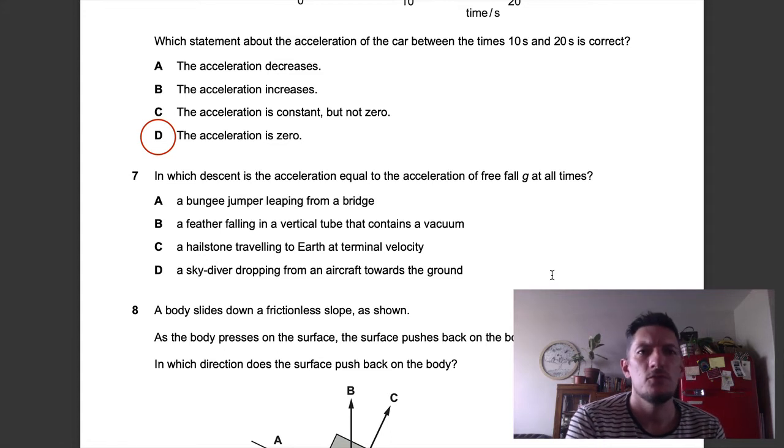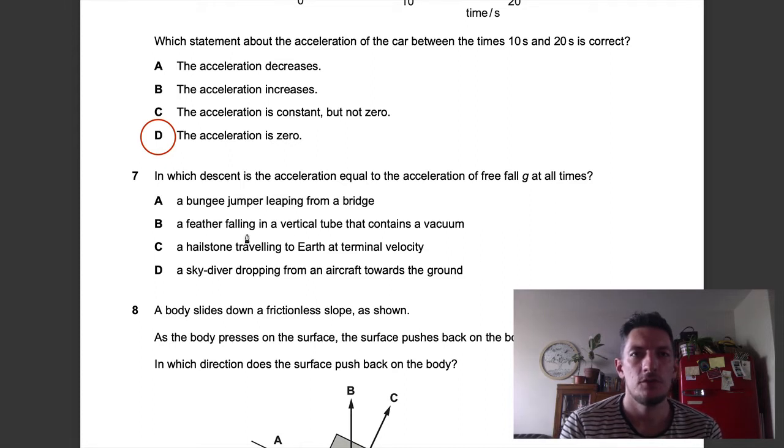A feather falling in a vertical tube that contains a vacuum. That will fall at the free fall acceleration of g. At all times? Yeah, until it hits the ground. So maybe B, eh? Remember that in a vacuum, there's no force that's retarding you, that's holding you back or slowing you down. Unlike in air.